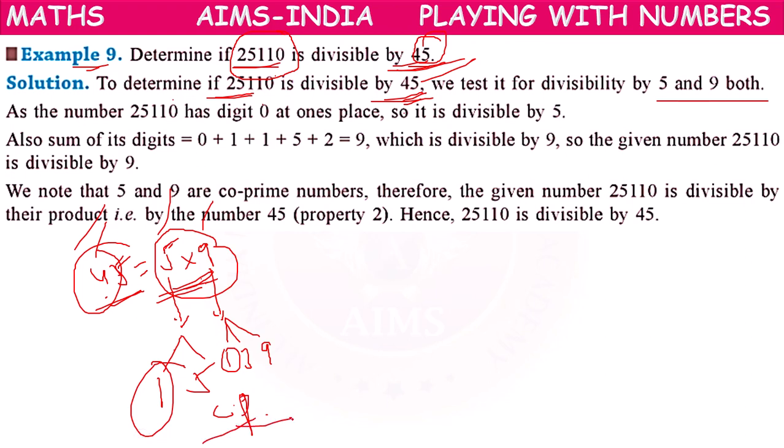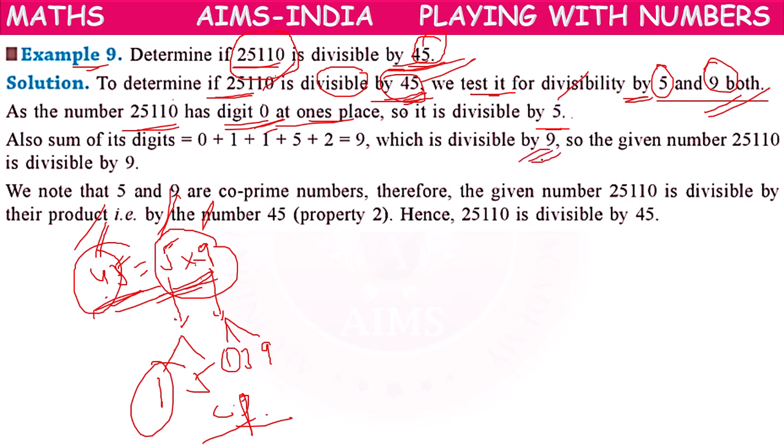So that's why they are considered co-primes. So according to property 2, what will we check? If this number is divisible by both 5 and 9, it is also divisible by 45. So for checking the divisibility by 45, we test it for divisibility by 5 and 9 both. The unit digit, the ones place, has 0. So it is divisible by 5 according to the divisibility rules.